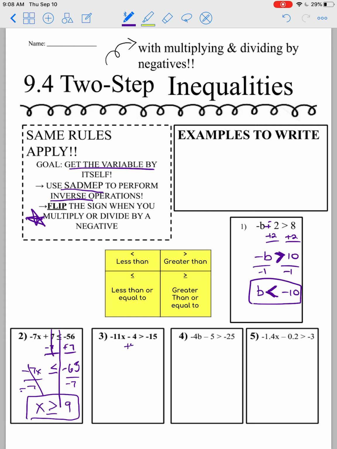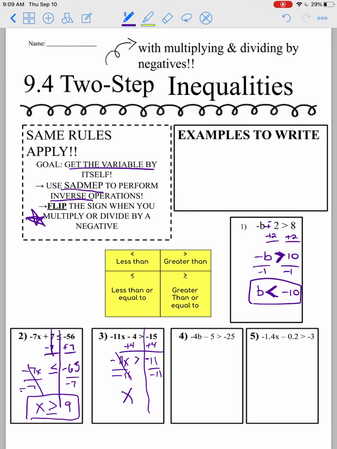So I'm going to add 4. I'm going to add 4. Negative 15 plus 4. The 15 is going to have a higher absolute value. My sign is going to be negative. 15 minus 4 is 11. Greater than negative 11x. All right, I'm going to divide both sides by negative 11 to separate it from the x.